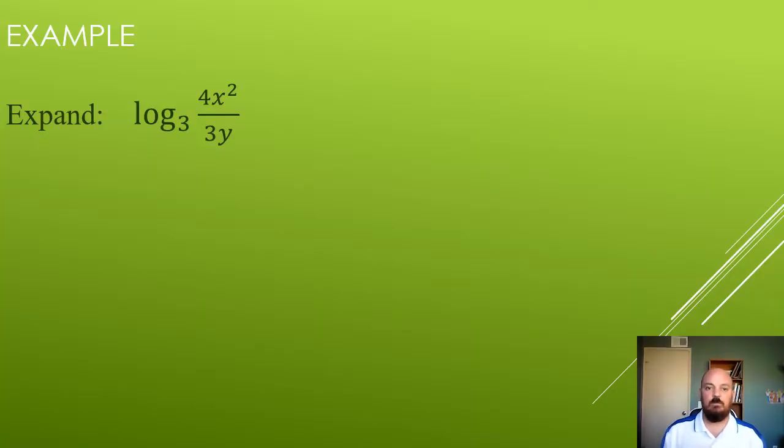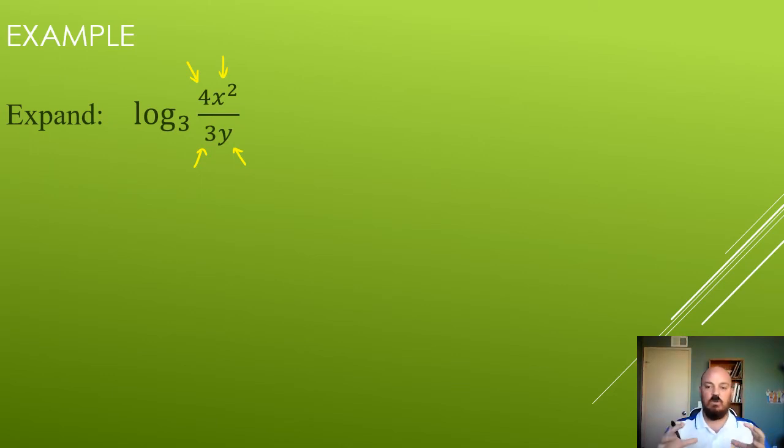Here's the same example. Instead of thinking of it as 2 parts, like a 4x squared and a 3y, I'm going to say I'm taking the log base 3 of all of this, but I have a 4 on top and an x squared on top. I have a 3 on bottom and a y on bottom. So I can skip straight to the point.